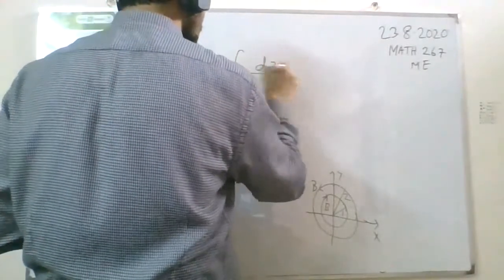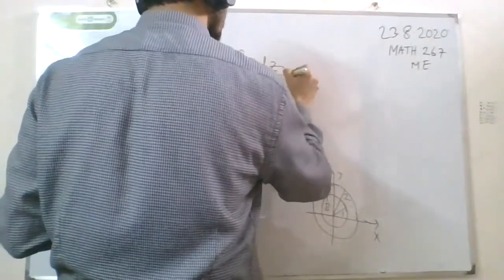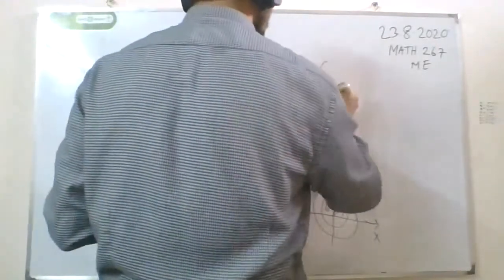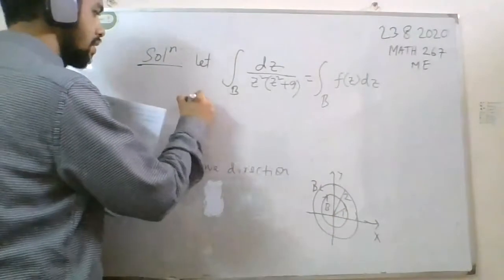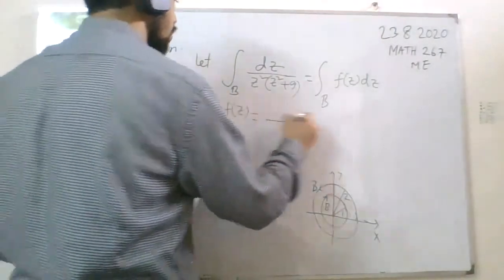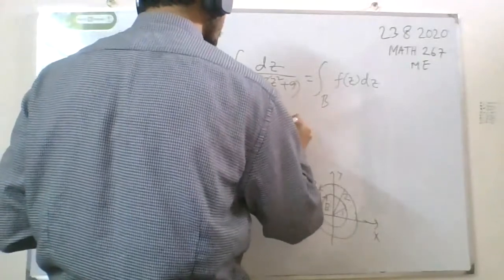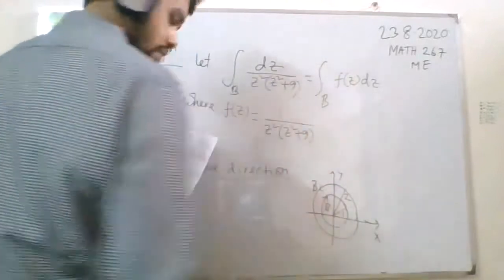Now the solution, which is let the z square plus 9, we have to take the f(z) dz. Okay. Well, it's f(z) equals to 1 by z square plus 9. Okay.